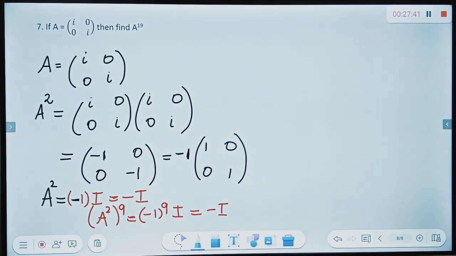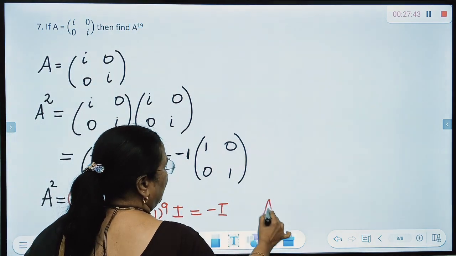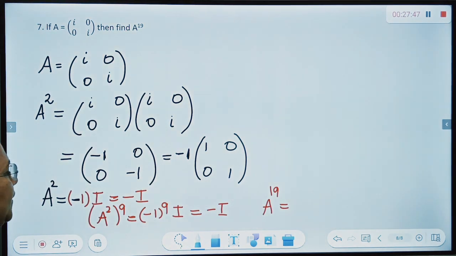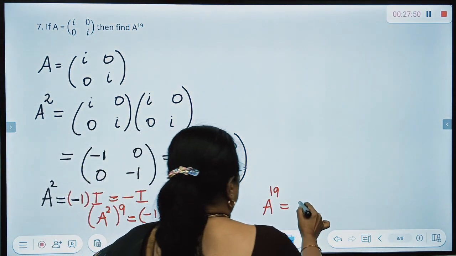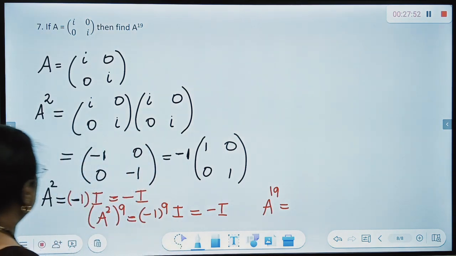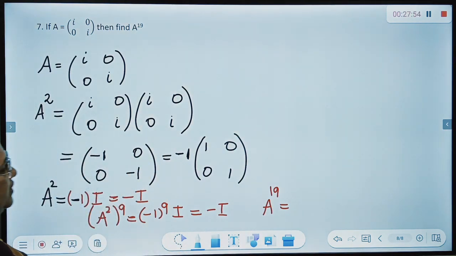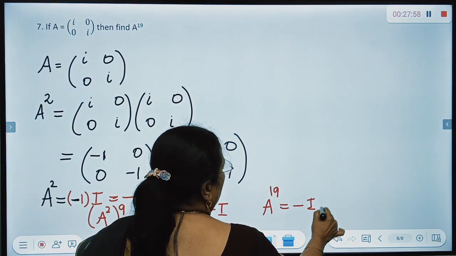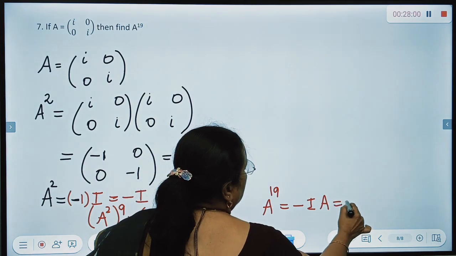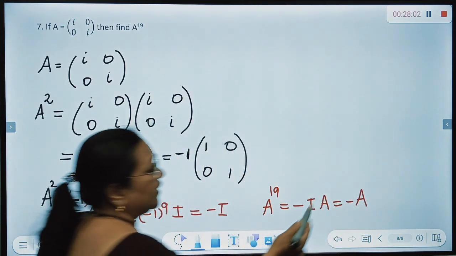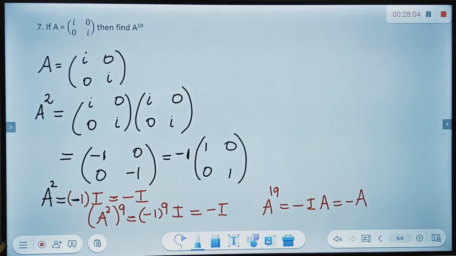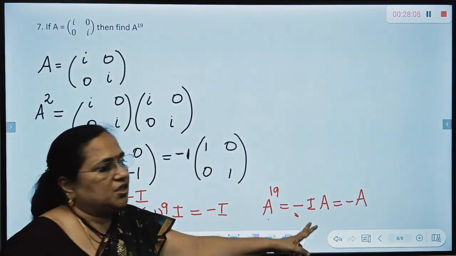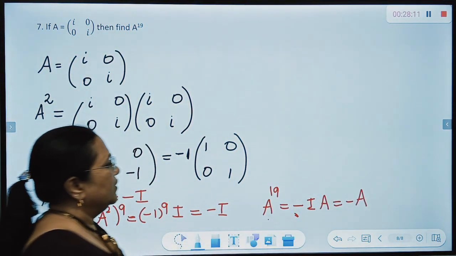But we want A power 19. So A power 19 will be, see, A square we have seen as minus I. So A power 19 will be minus I into A, which is minus A. Any matrix you multiply with I, you will get the same matrix, and pre-multiply with a negative sign. So A power 19 is minus A.